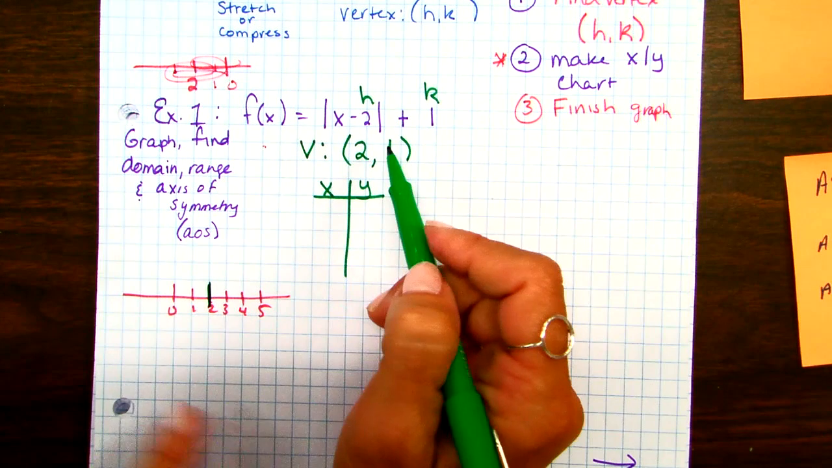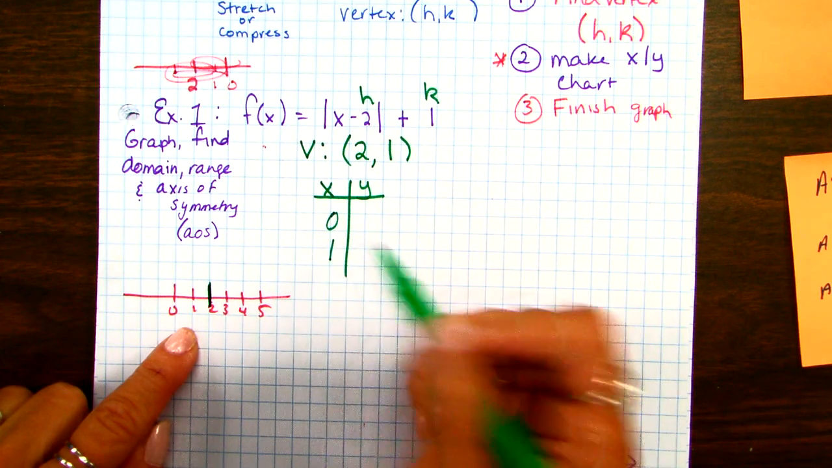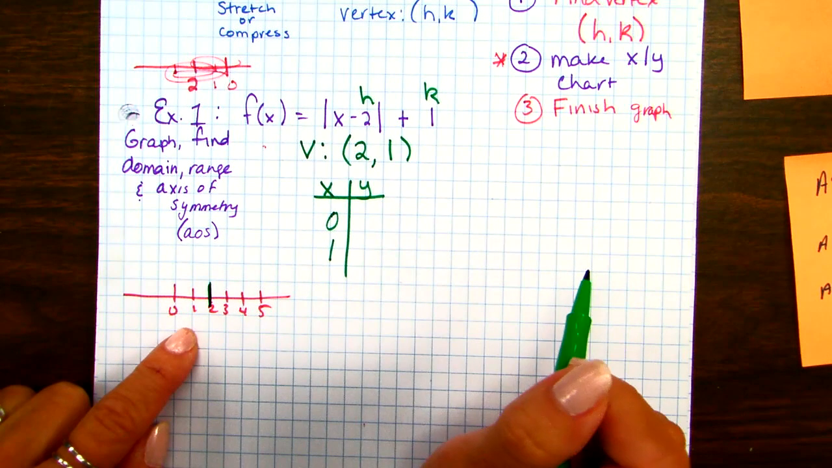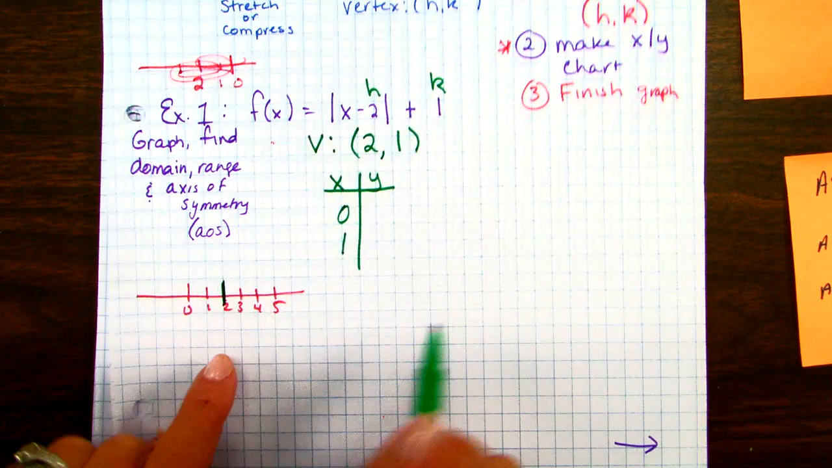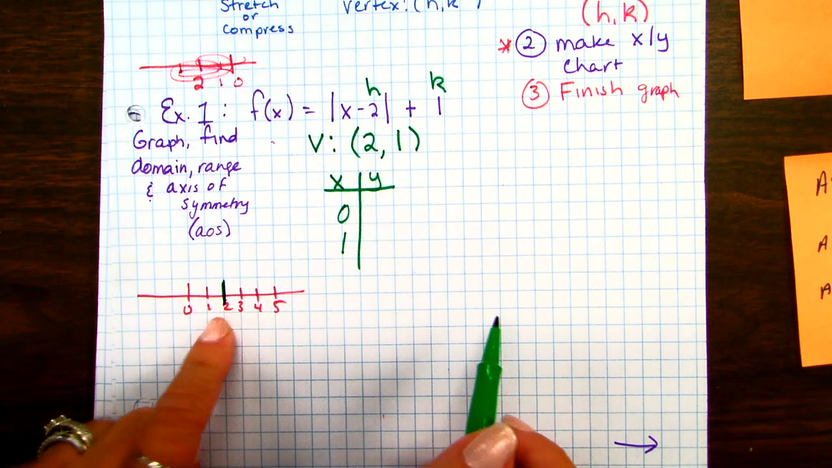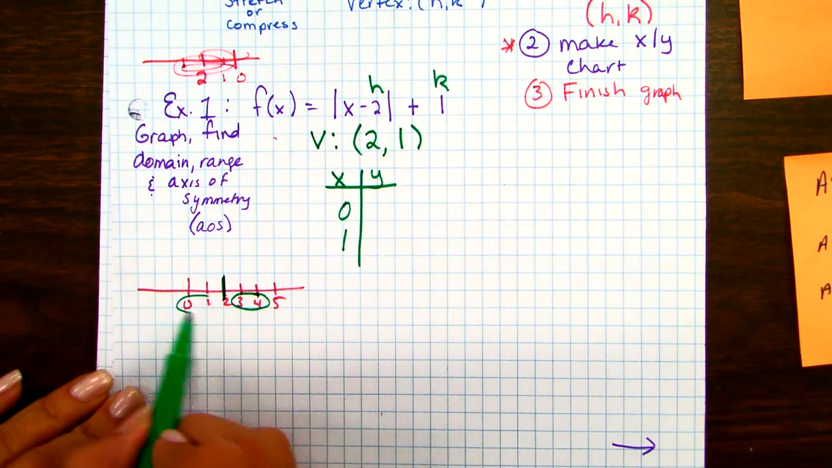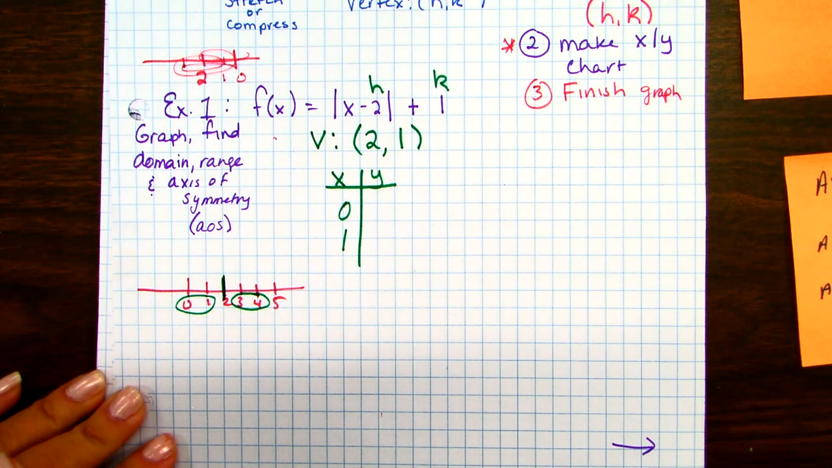So we already used the 2. Maybe I'm going to use 0 and 1. Could I have written in a different order? 1 and 0. Doesn't matter. Could I have used 3 and 4? Yep. Or 4 and 3? Yes. So you would either pick these two or those two. It doesn't matter, and you're going to see why in a second.